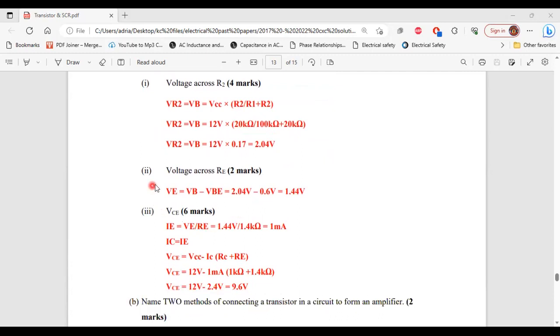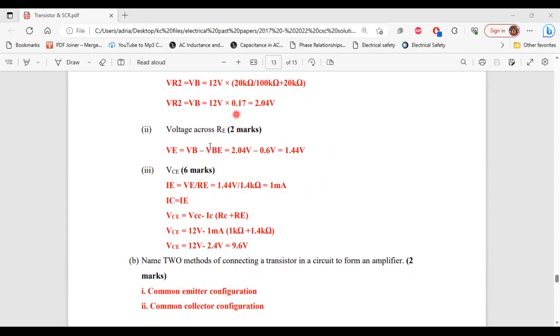For part two, it says to calculate the voltage across RE. All right, so voltage across RE, VE, is equal to VB, which we just calculated, minus VBE, which was given. That will give us 2.04 minus 0.6. That will give us 1.44 volt. All right, so that's it for part two.